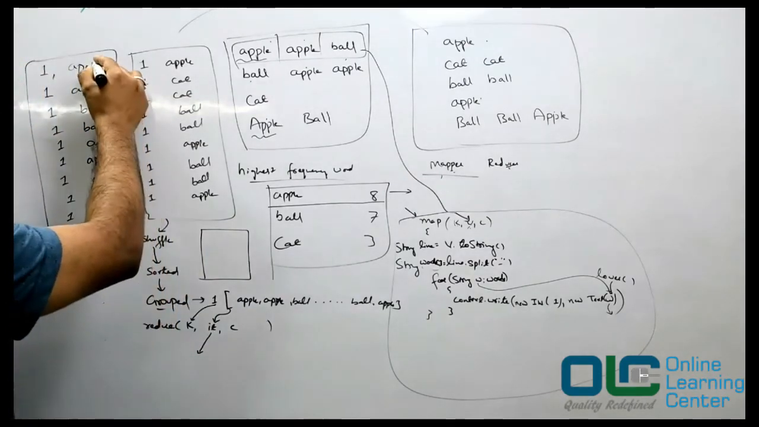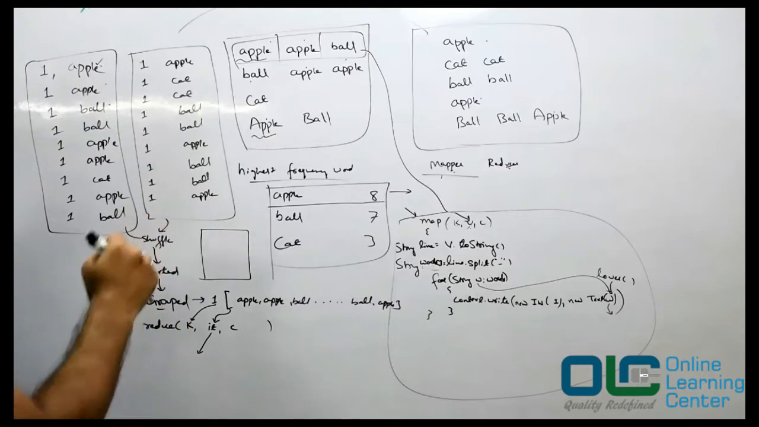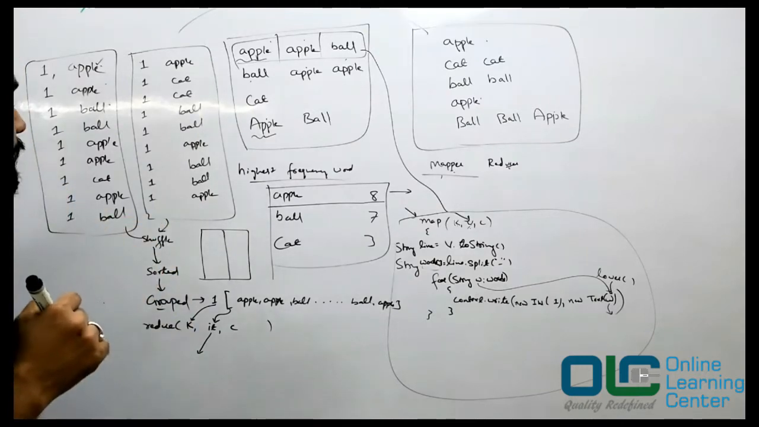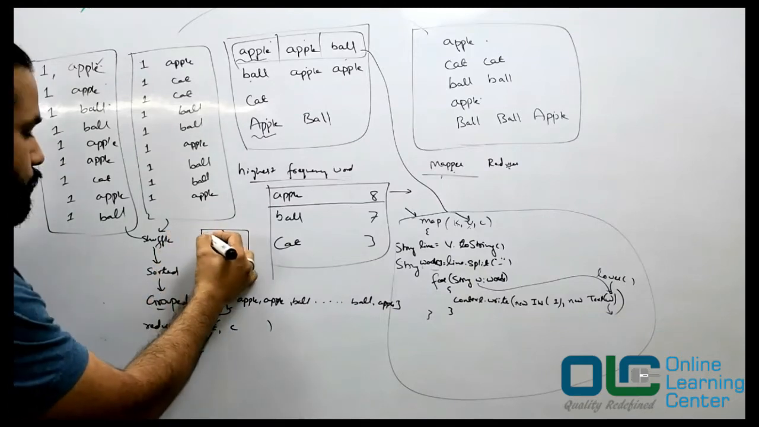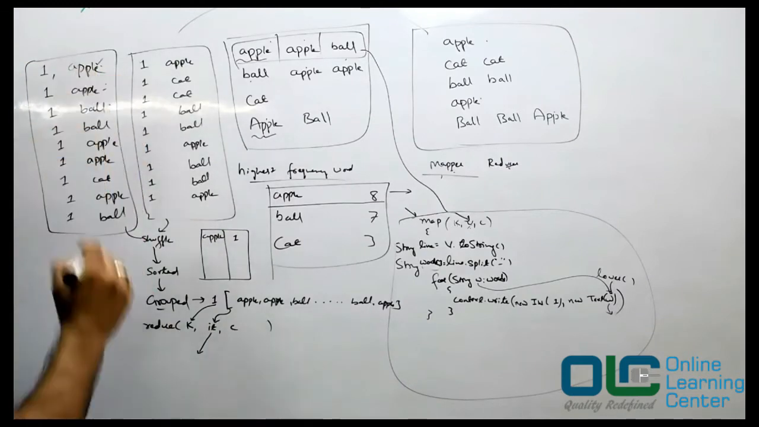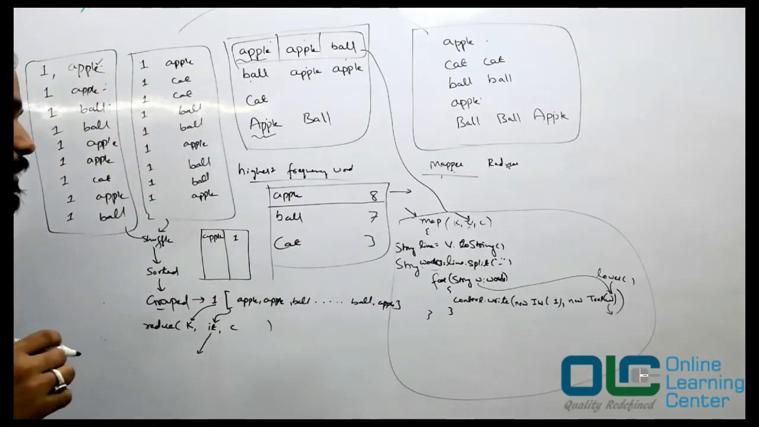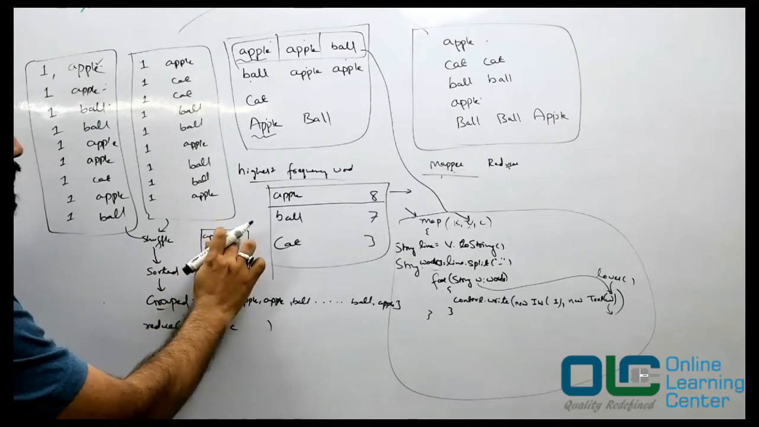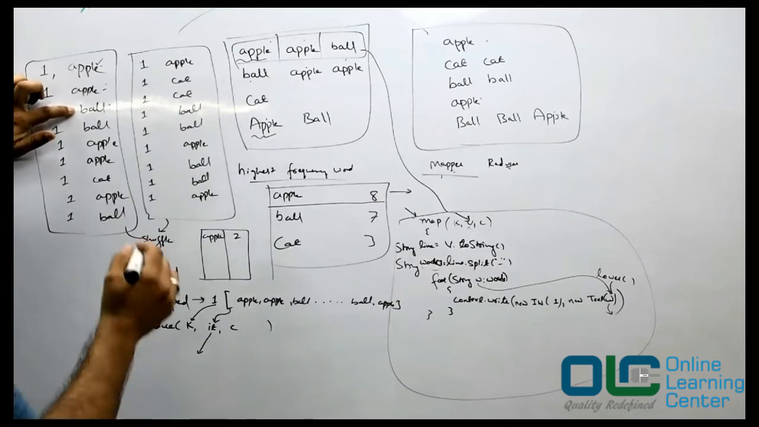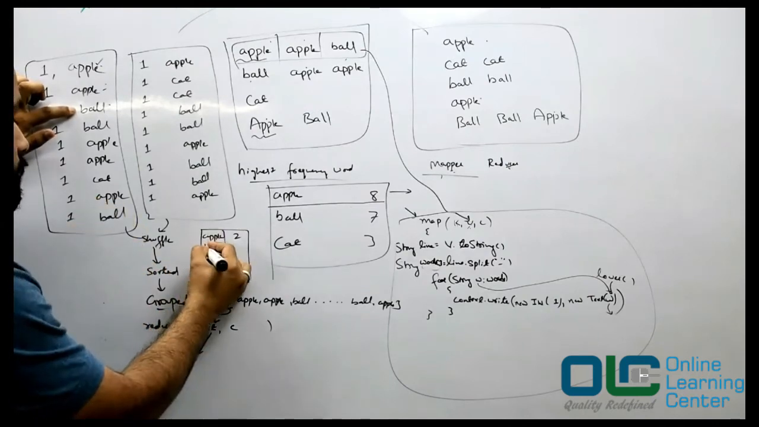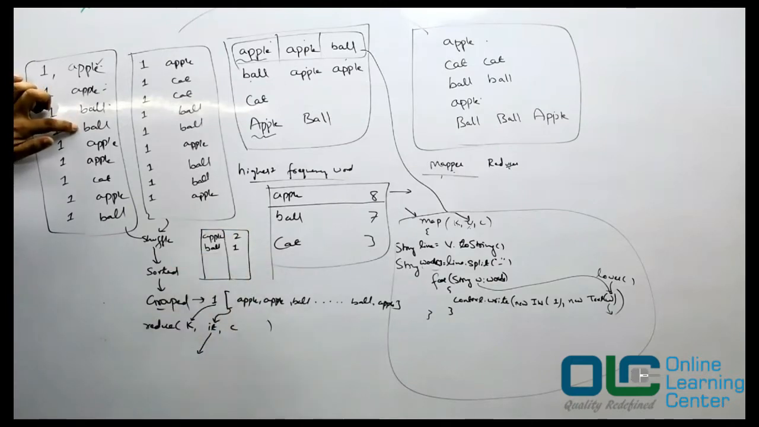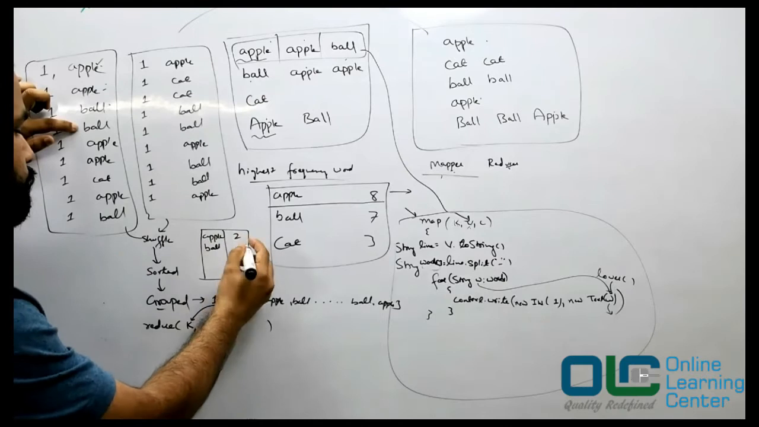Initially I'll read this word apple. Do I have apple in this map? No. So I'll store apple 1. Next time I'm reading this, do I have apple in this map? Yes. So update this value. Done. Next, ball. Do I have ball in this map? No. So put ball 1. Then, do I have ball in this map? Yes. So update this value to 2.